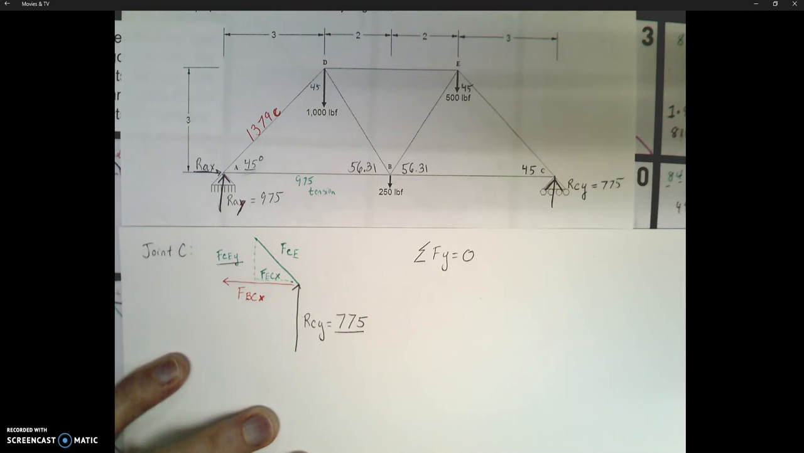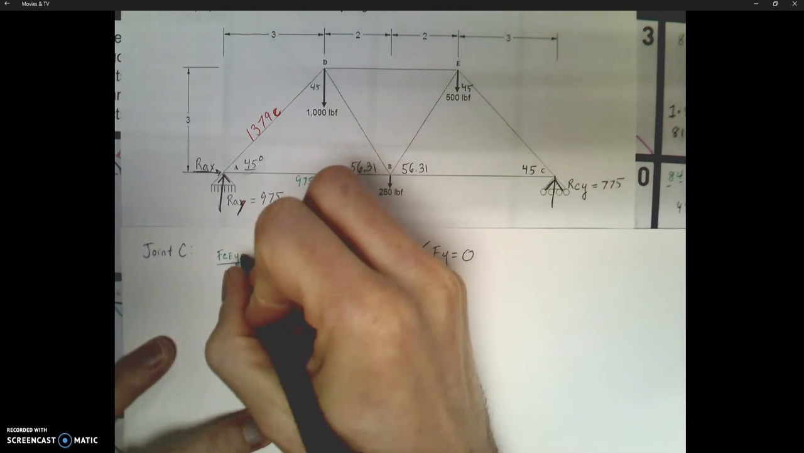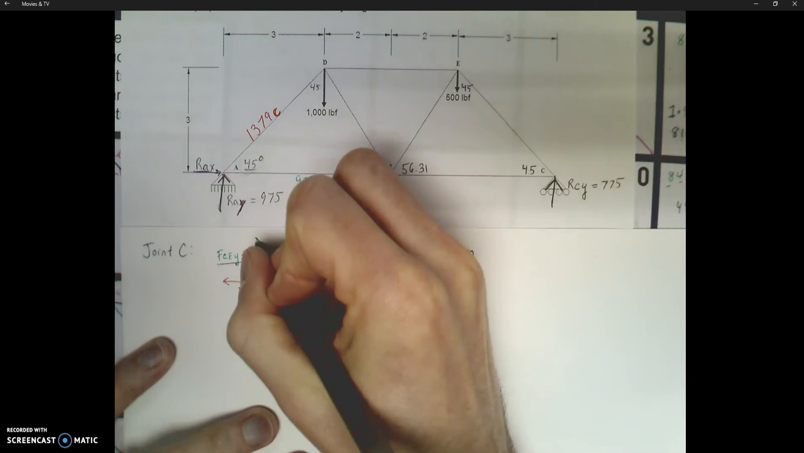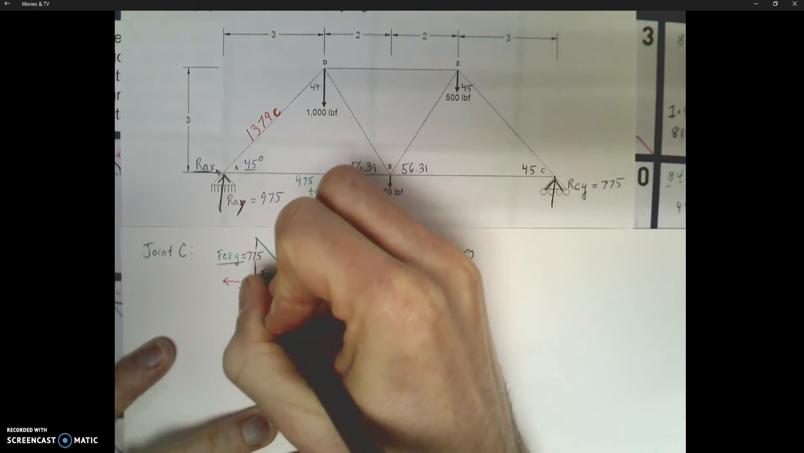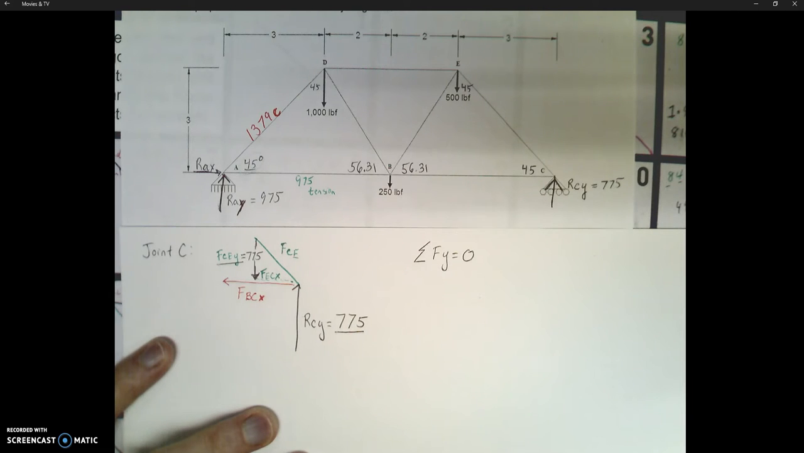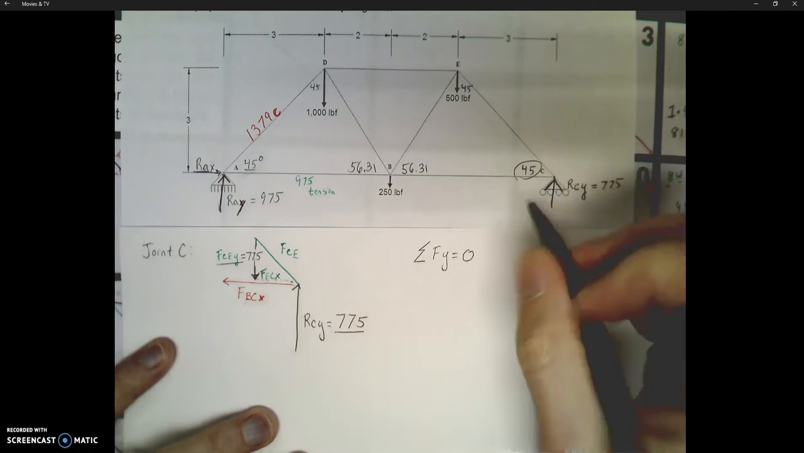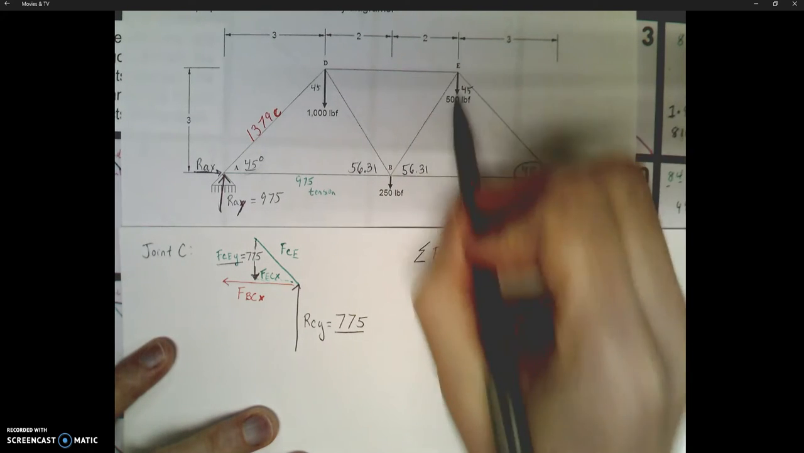So what we're looking at is the sum of all forces in the y direction is equal to 0. So force of CEY is 775 because the reaction force at pin C in the y direction was 775 up. So that is 775 down. So that means it's applying compression. It's going down to that joint C.